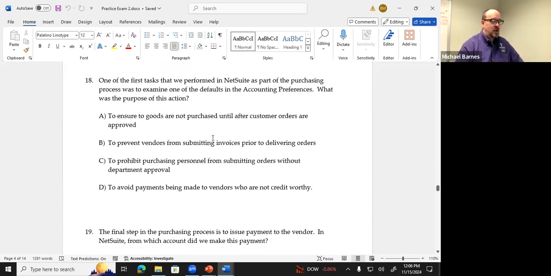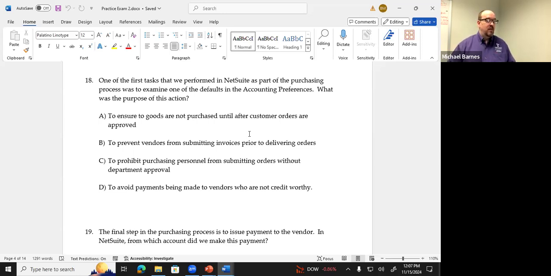One of the first tasks we performed in NetSuite as part of the purchasing process was to examine the defaults in accounting preferences. What was the purpose of this action? I generally don't like memorization tasks of saying, what did we do? I think this is kind of a cheap question, but this was so important that I feel it's relevant. Plus, you can parse this out based on the nature of the questions themselves, okay? A: To ensure that goods are not purchased until after customer orders are approved. Is that what we did? No, and that makes sense, okay?